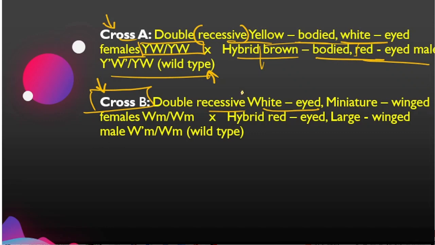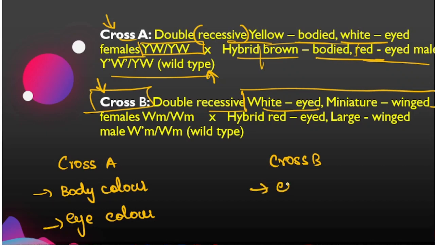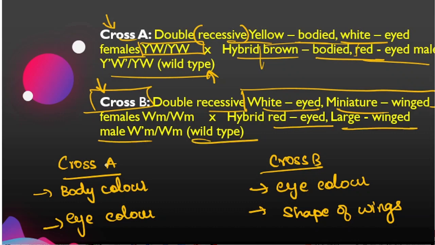In cross B, we are taking another two different characters, white eyes and miniature wings. First, in cross A, we are considering body color and eye color. These are the two characters we are considering in cross A. In cross B, we are considering two other characters: one is eye color and the other is the shape of the wings. Here we are taking miniature-winged, meaning small-winged, females, and red-eyed, large-winged males. So here also the male is dominant and the female is recessive. Clear?